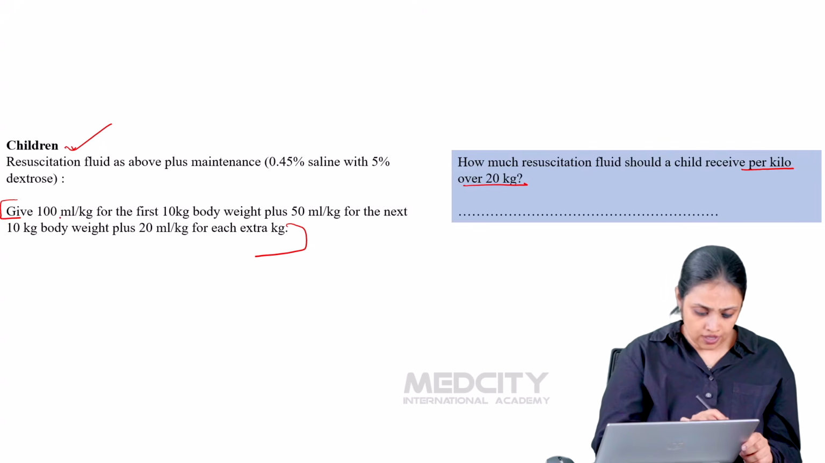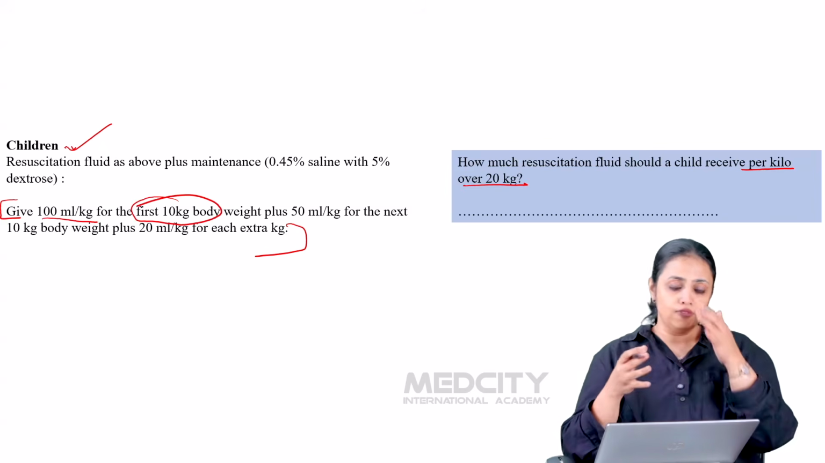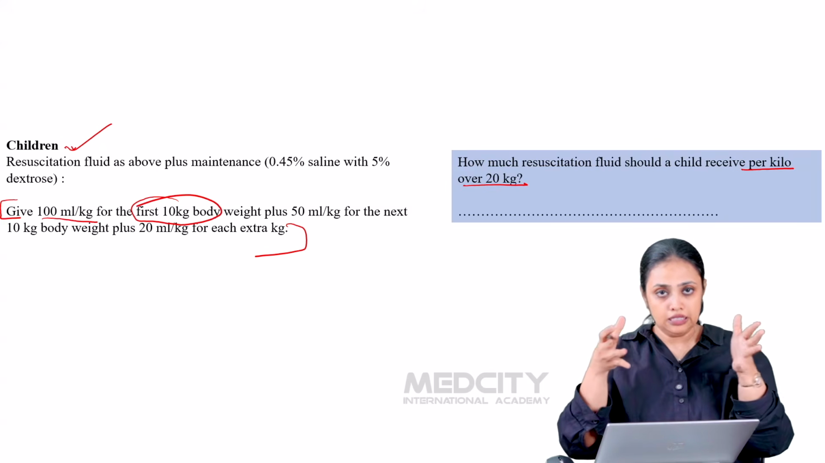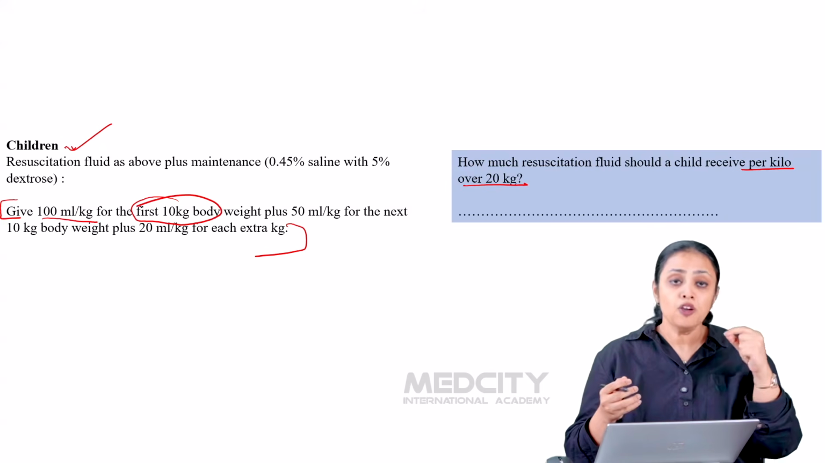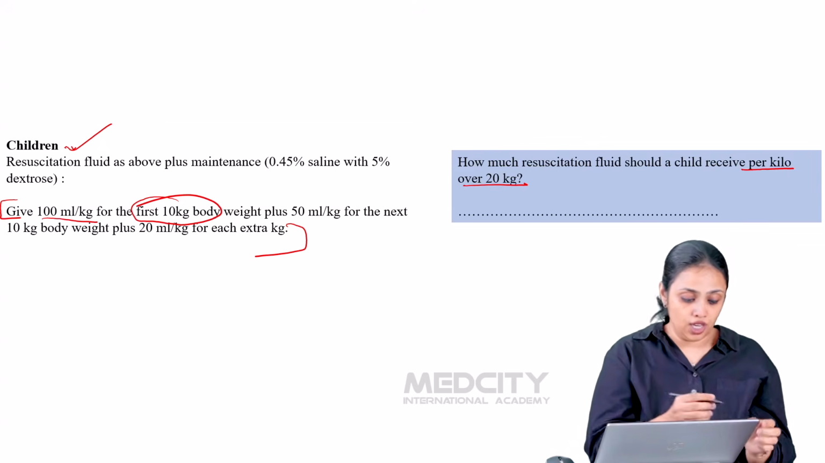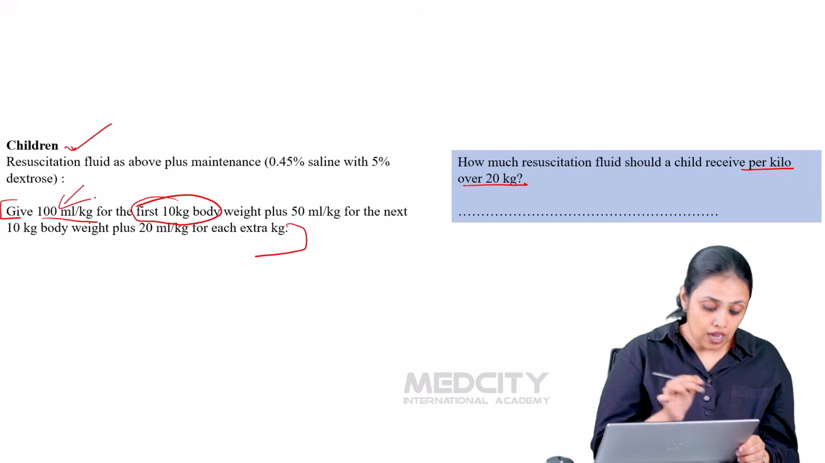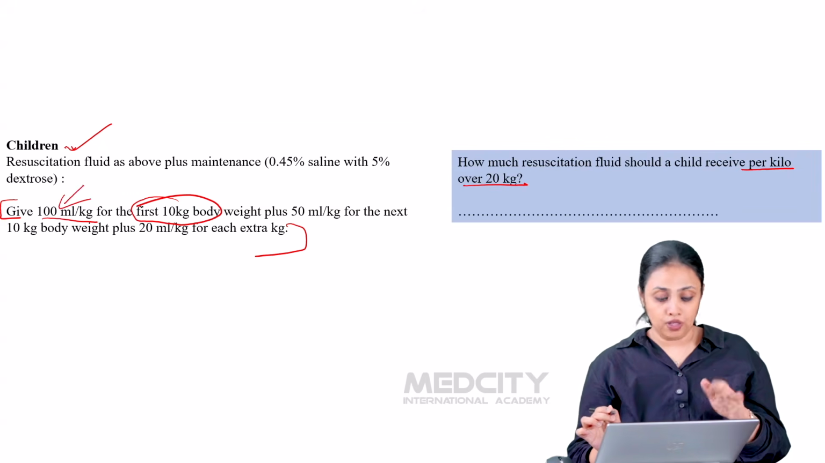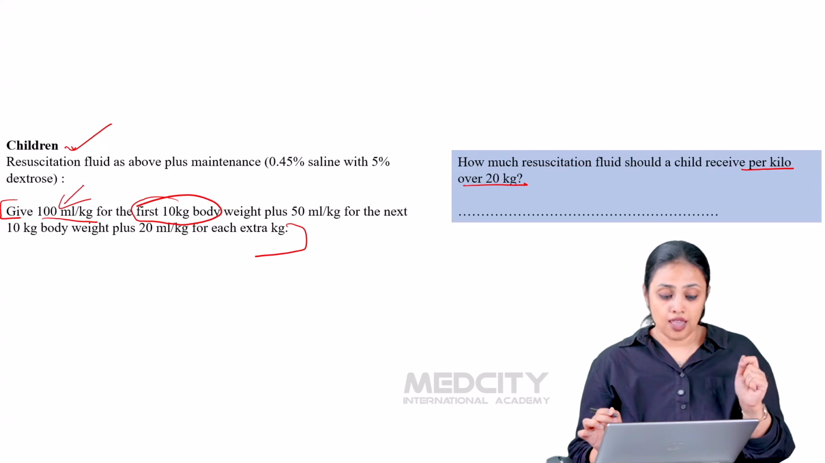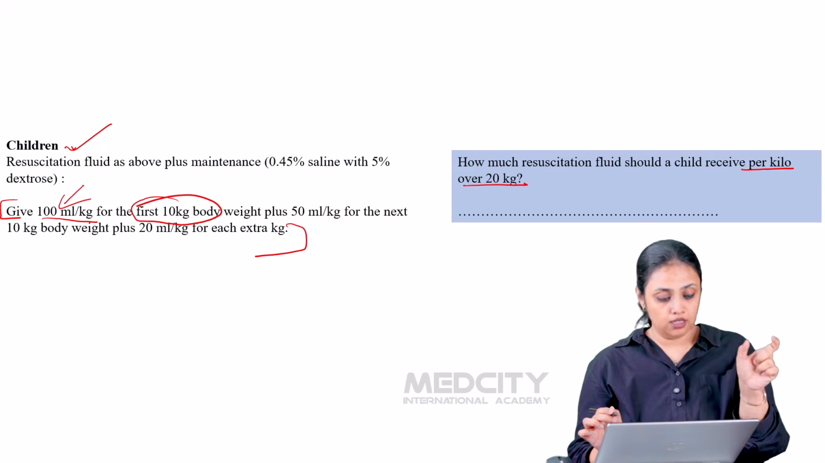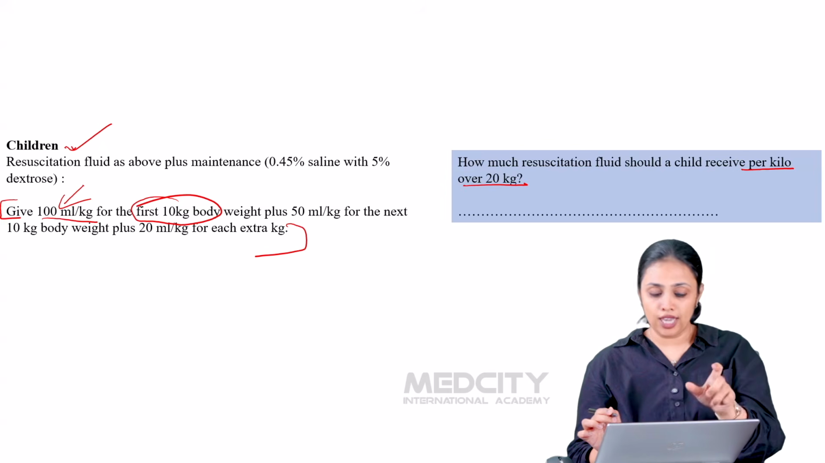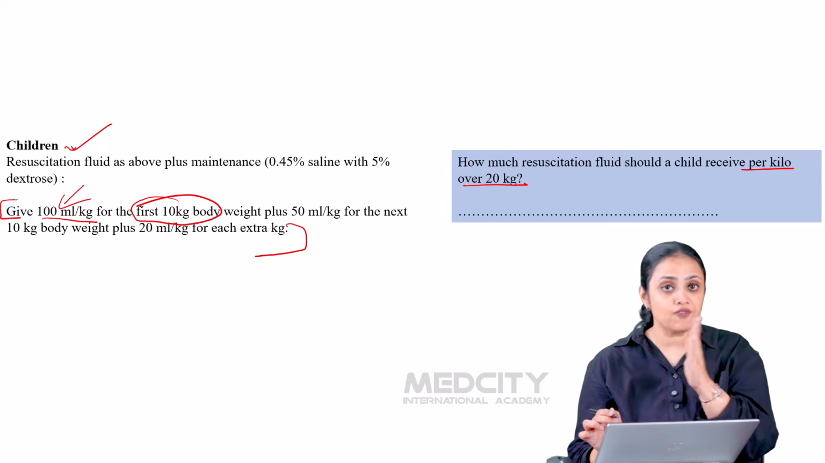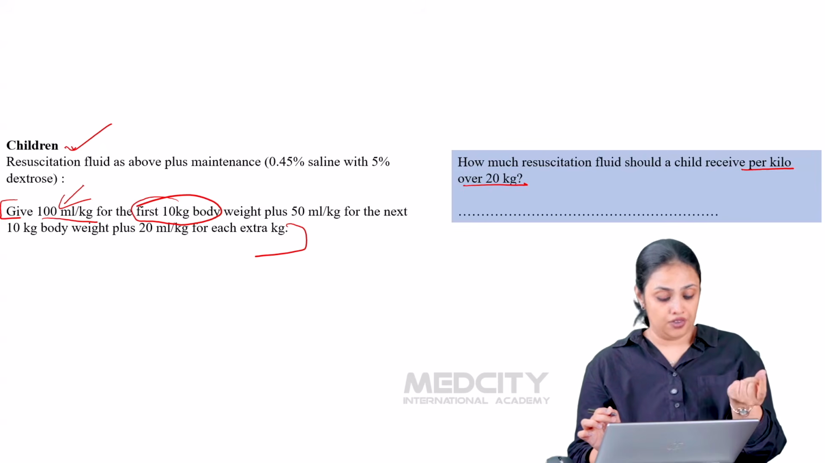Now here it is given, give 100 ml per kg for the first 10 kg body weight. So if the body weight falls under 10 kg, up to 10 kg, for each 1 kg you have to give 100 ml per kg. That is for a 1 kg child, you have to give 100 ml. If it is 2 kg, 100 plus 100, 200 ml and so on. Up to 10 kg, for every kg, you have to increase 100 ml.